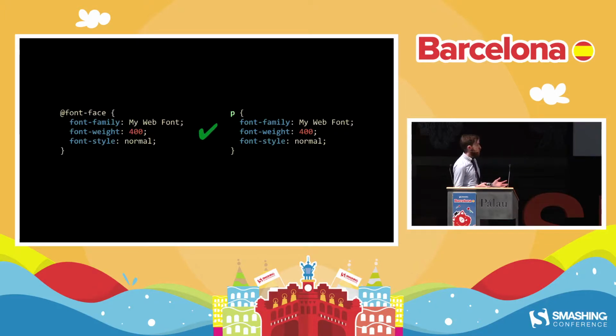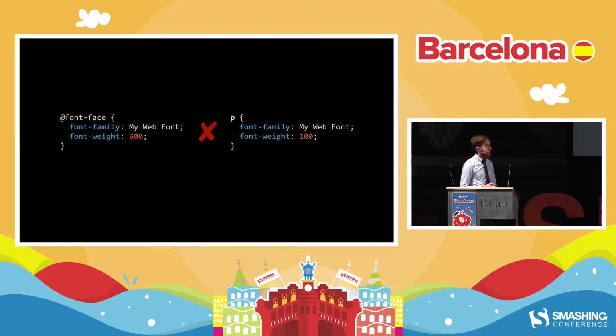So if everything matches up correctly, it's great, right? We have our font weight 400 in our font face block. Our tag style uses font weight 400, non-italic, perfect. Everything renders correctly. But what happens when the font weight doesn't match exactly?